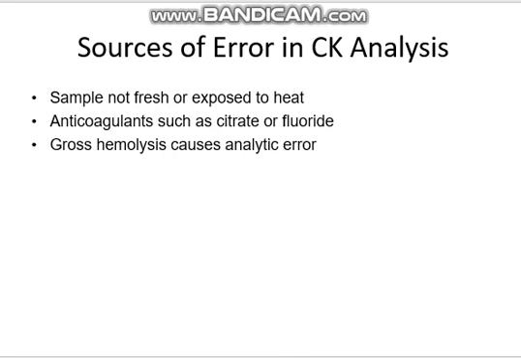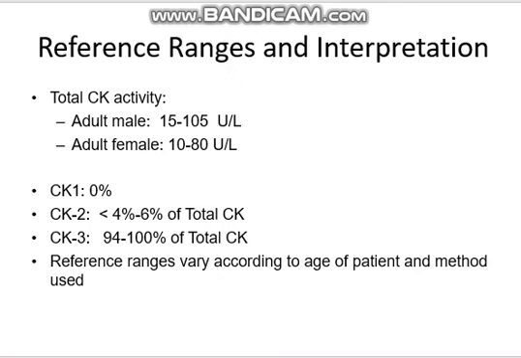Okay, sources of errors. This is just to repeat some information. The sample is not fresh. We know that it is unstable only for 8 hours, and it is affected by heat. So therefore this may lead to falsely lowered activity of CK. The presence of anticoagulants like citrate and fluoride that have anti-enzyme activity, and hemolysis can also, as I mentioned, lead to errors, because hemoglobin can lead to errors in the measurement.